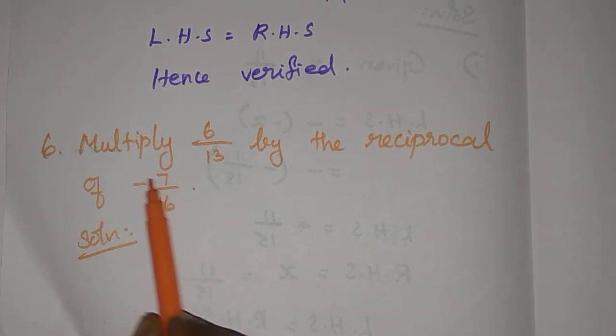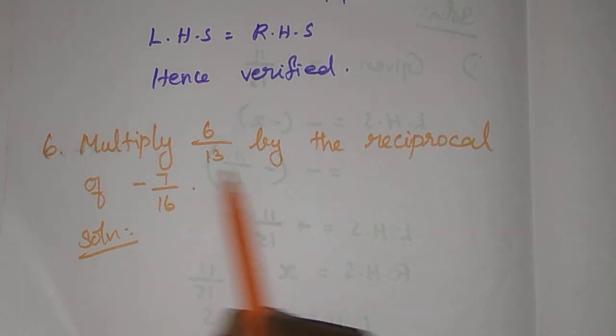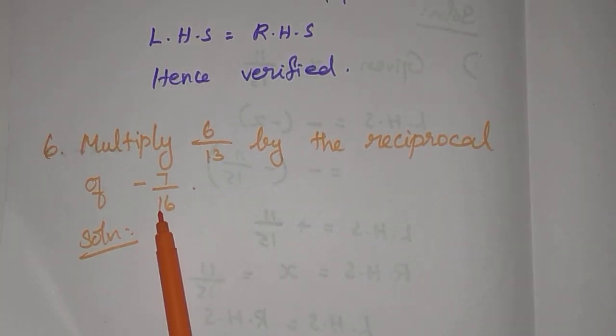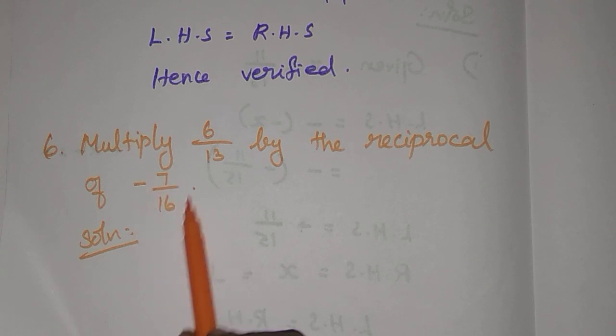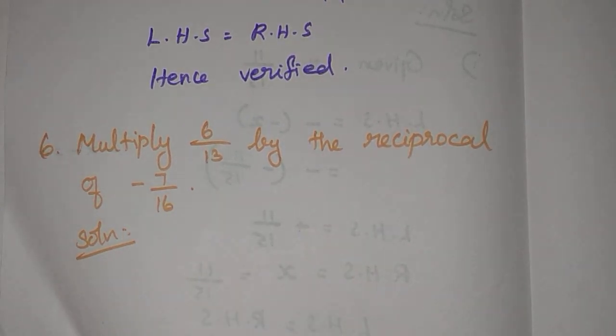See, we want to multiply two fractions. One of the fractions is 6 by 13. Another one is the reciprocal of minus 7 by 16. What is the reciprocal of minus 7 by 16? Minus 16 by 7. The reciprocal of minus 7 by 16 is minus 16 by 7. So first we find that, then we multiply with 6 by 13.